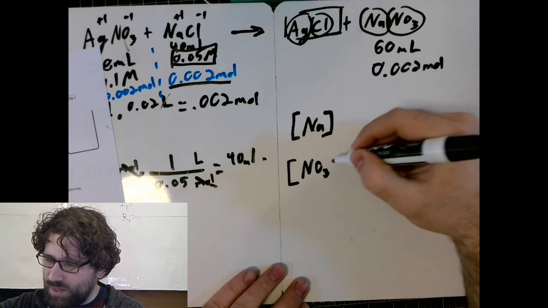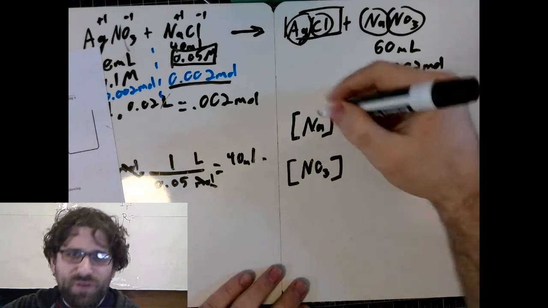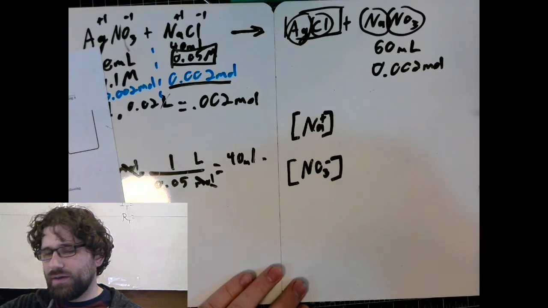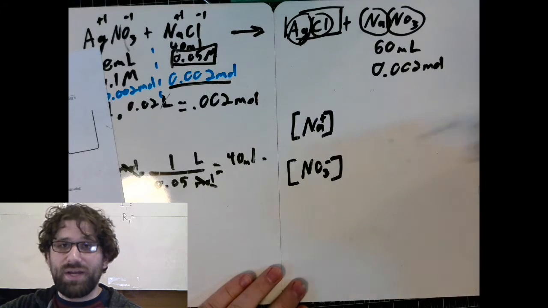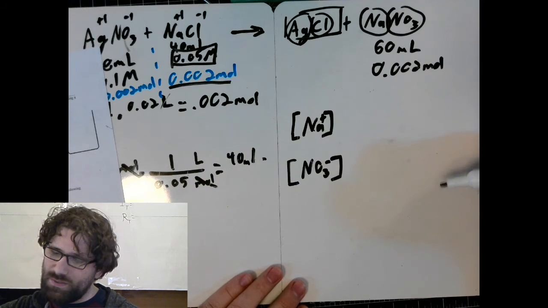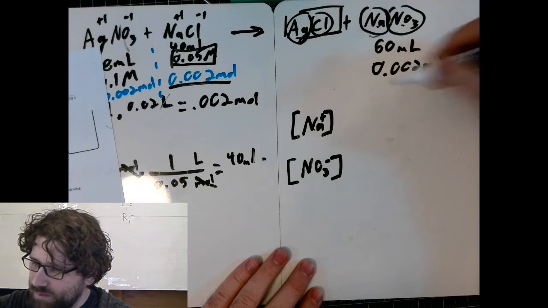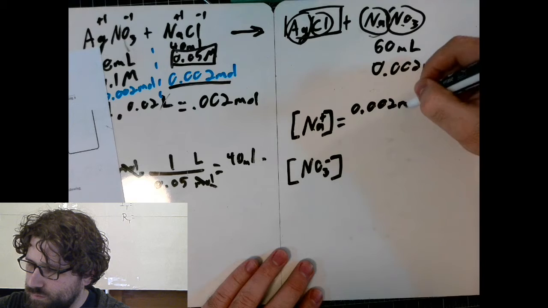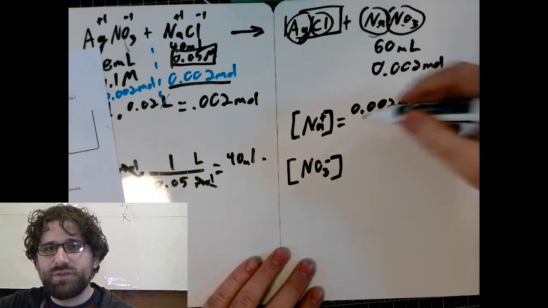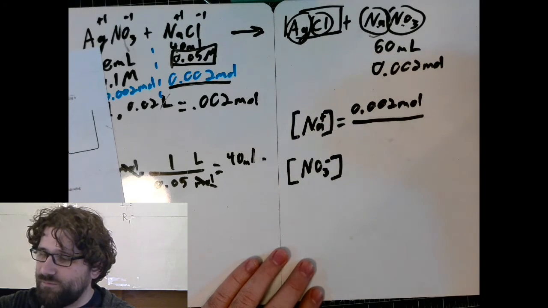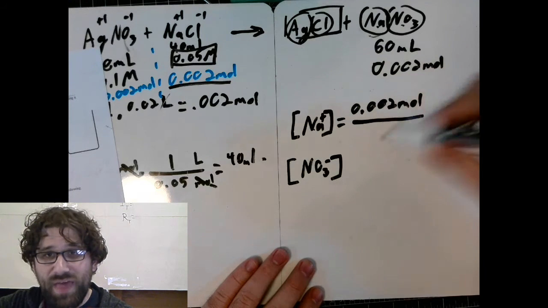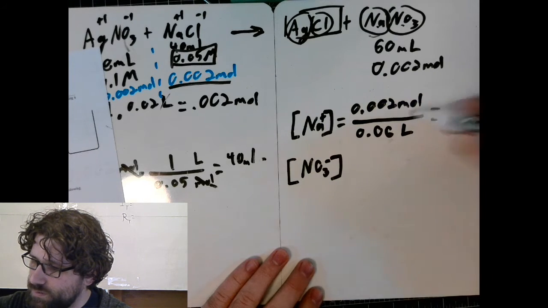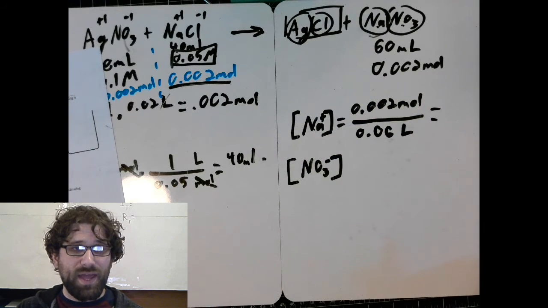So I'm going to do the same thing with the NO3. To be officially official, let's go ahead and put our ionic charges there. So I've got sodium ions and nitrate ions. What is the concentration of each of these? Concentration of Na, well, there's going to be 0.002 moles of sodium ions in there, and it's going to be in a volume of 60 milliliters. So let's convert that into liters. So 0.06 liters, and that'll tell me the concentration that I have.